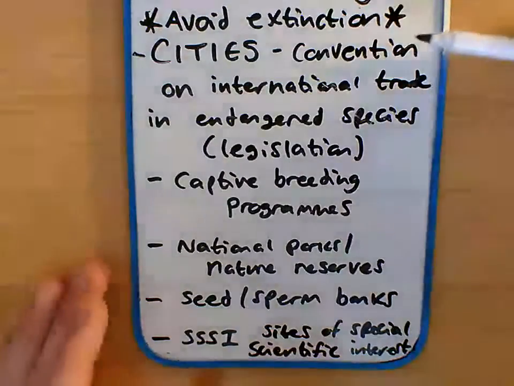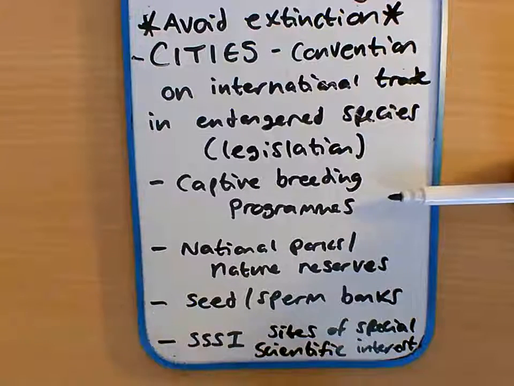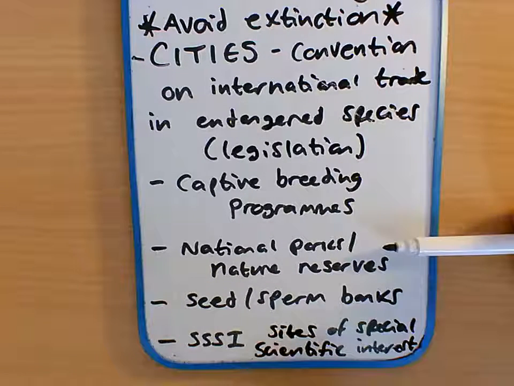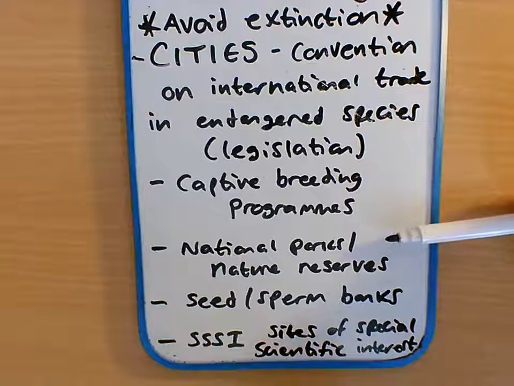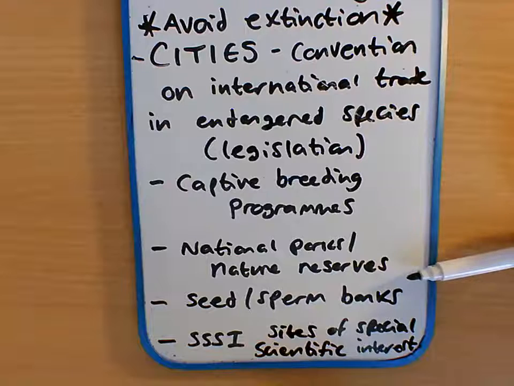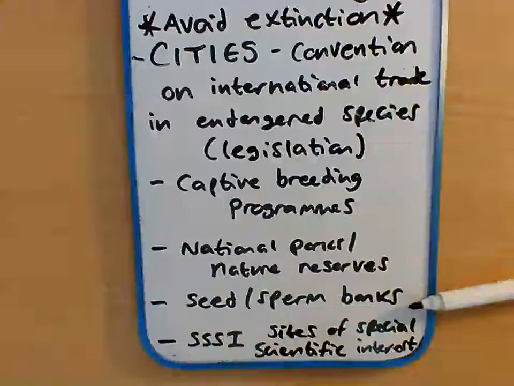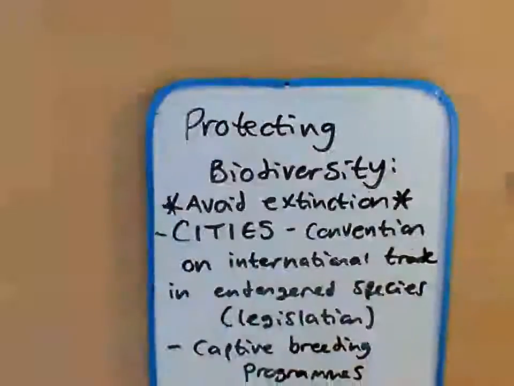So we have these international laws. We have breeding programs to boost numbers. We have nature parks and reserves to actually physically protect and guard animals. We have backup plans in terms of seed and sperm. And on a more local level, we can designate areas as being of special scientific interest. For example, a pond might contain a certain endangered species of newt, like the great crested newt. So that pond, therefore, is protected by law. So that's how we can protect biodiversity.